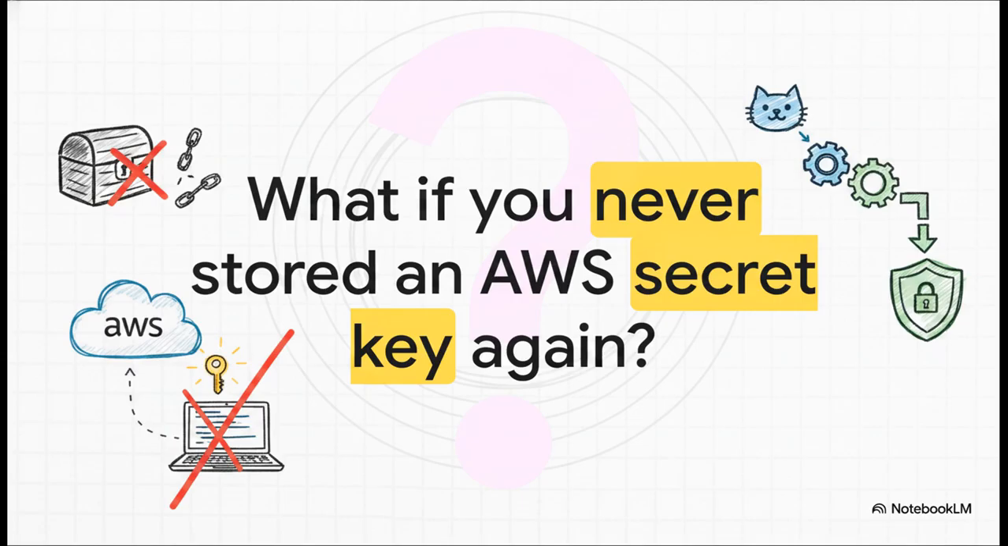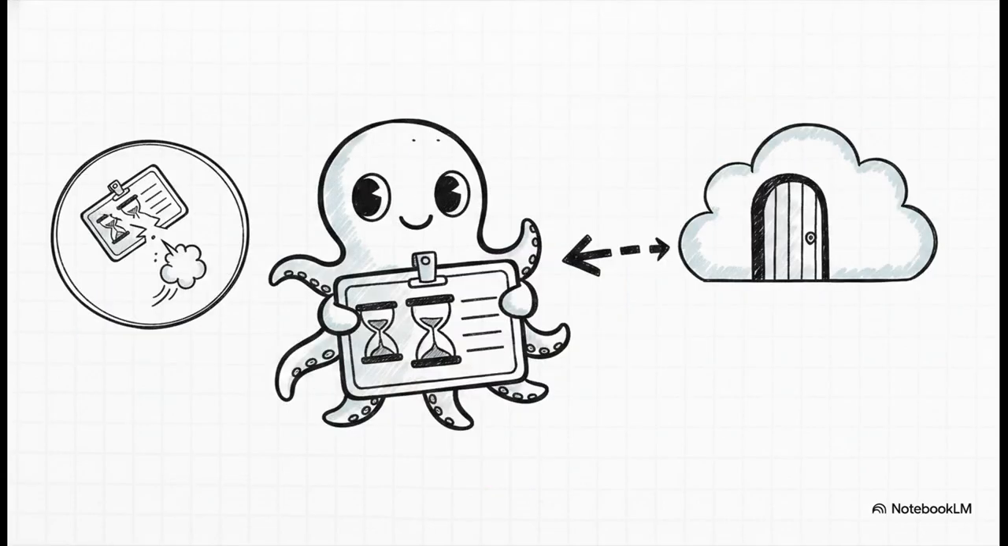So what if we just eliminate that risk entirely? What if you never had to hand over the master keys to the building just to make a quick delivery? Well, the answer here is OpenID Connect, or OIDC for short. Instead of relying on static keys, GitHub Actions uses OIDC to grab short-lived, temporary AWS credentials.